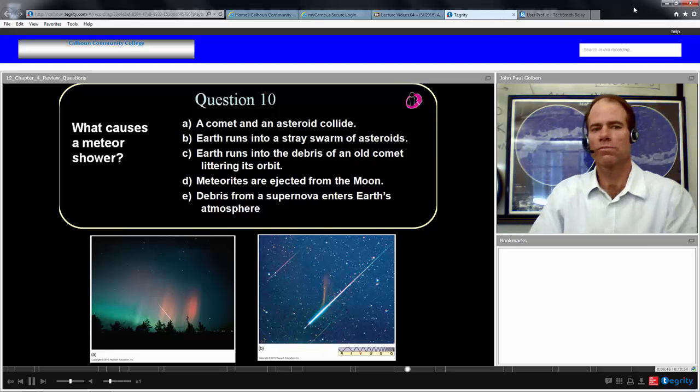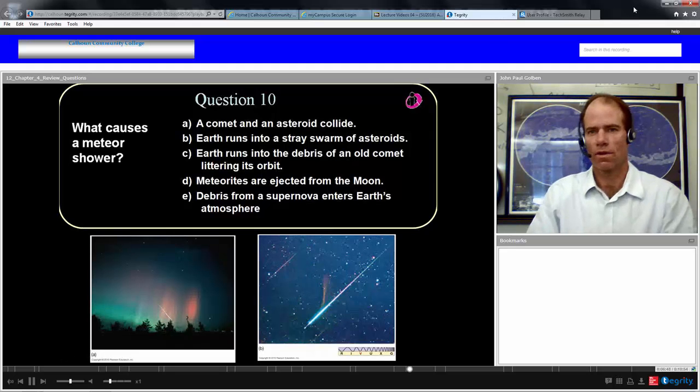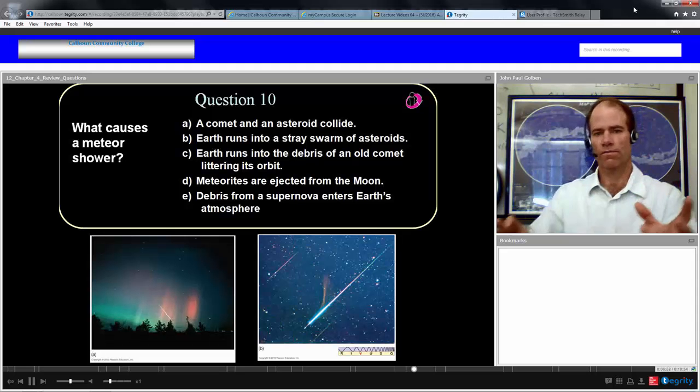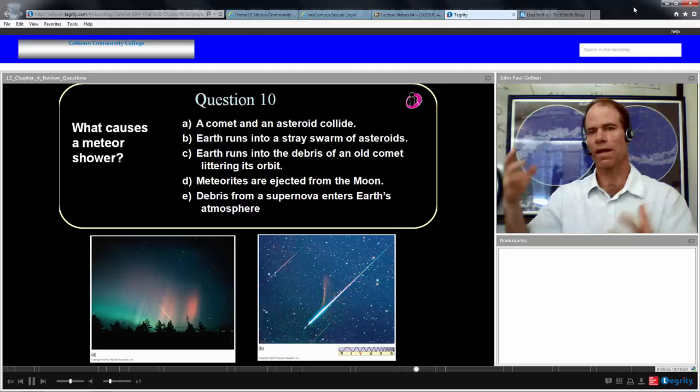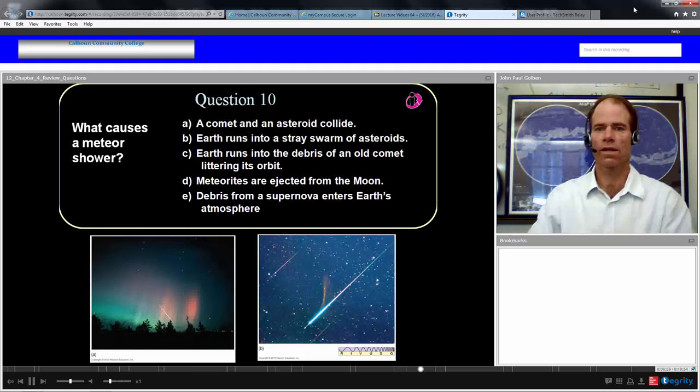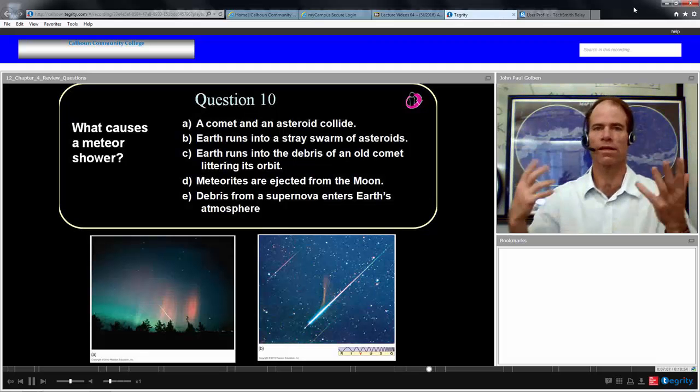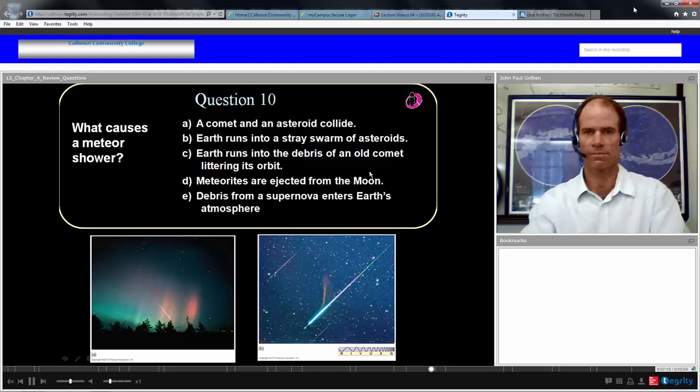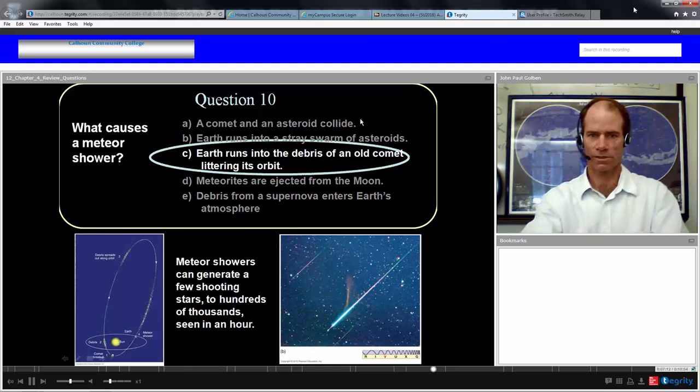What causes a meteor shower? Well, meteor showers occur at the same time every year as the Earth follows its orbit through the now defunct path of a comet. So as you go through the debris of an old comet that is in the orbit of the Earth, it will fall down through the atmosphere of the Earth and you get a meteor shower. That's why they always occur at the same time every year. So the answer is Earth runs into the debris of an old comet littering its orbit.